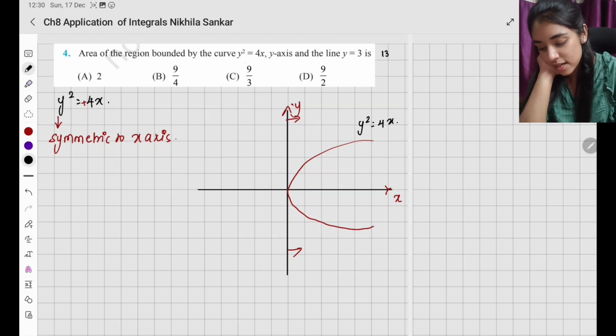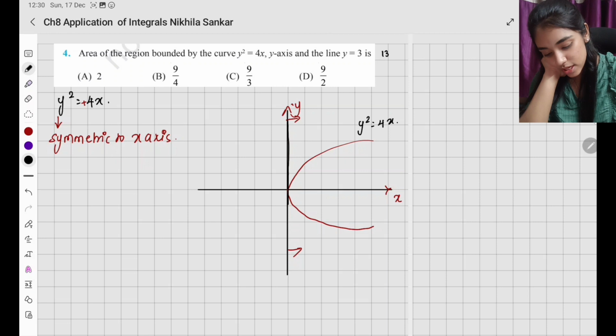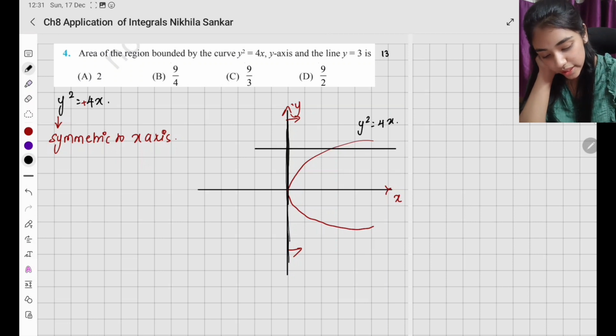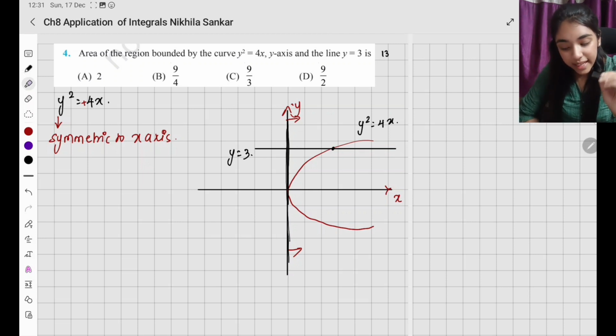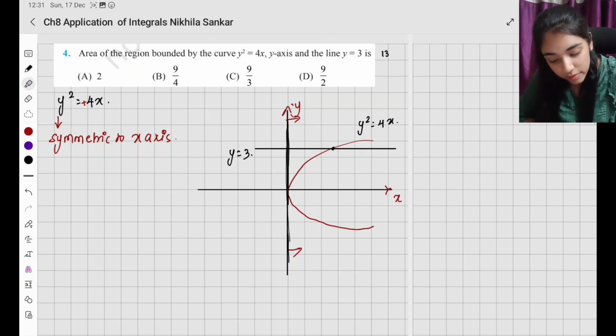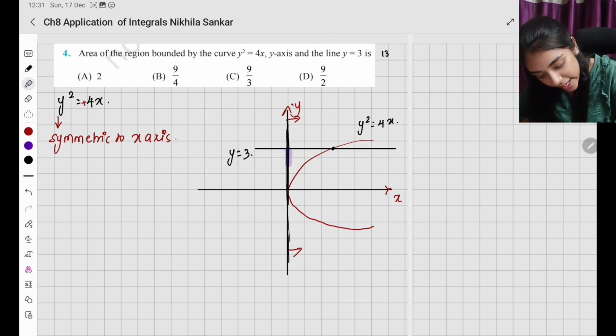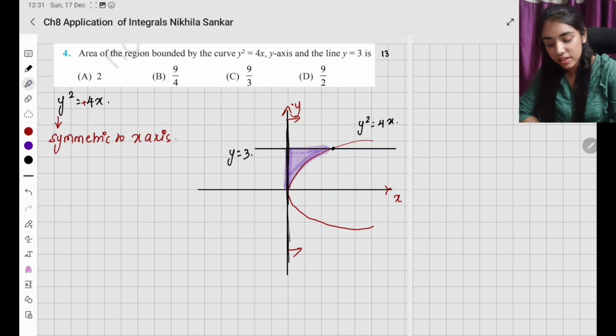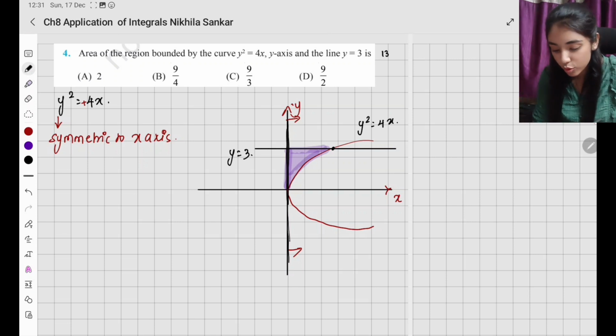Now what else is he asking? And the y-axis. So he is asking for this particular axis. So the y-axis, and the line y equals 3. Where is y equals 3 going to be? So I'll draw a line. So this is going to be y equals 3. They're basically asking for the area of the region bound by the curve y square equals 4x, the y-axis, and the line y equals 3. So they are asking for this particular shaded region. Okay, we must carefully mark where the shaded region comes.